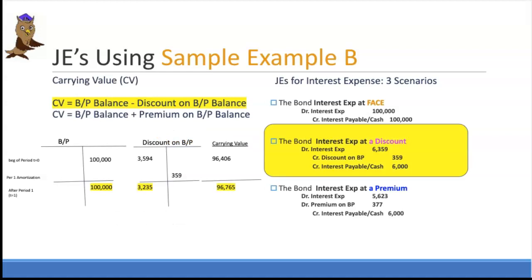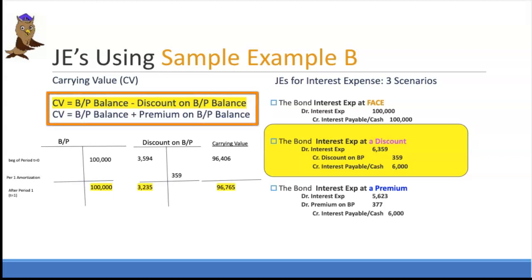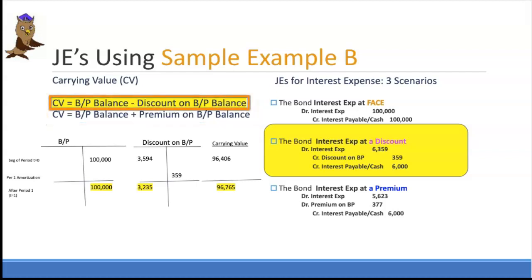Still using example B, let's now turn to the concept of carrying value, or CV, which is the net of the bonds payable account and either the discount or premium on bonds payable. Referring to the discount scenario, note that the initial balance of the discount on bonds payable account was $3,594 at the very beginning of period, at t equals 0. At that point, the carrying value was $96,406, the net of $100,000 bonds payable balance and the discount on bonds payable balance of $3,594.